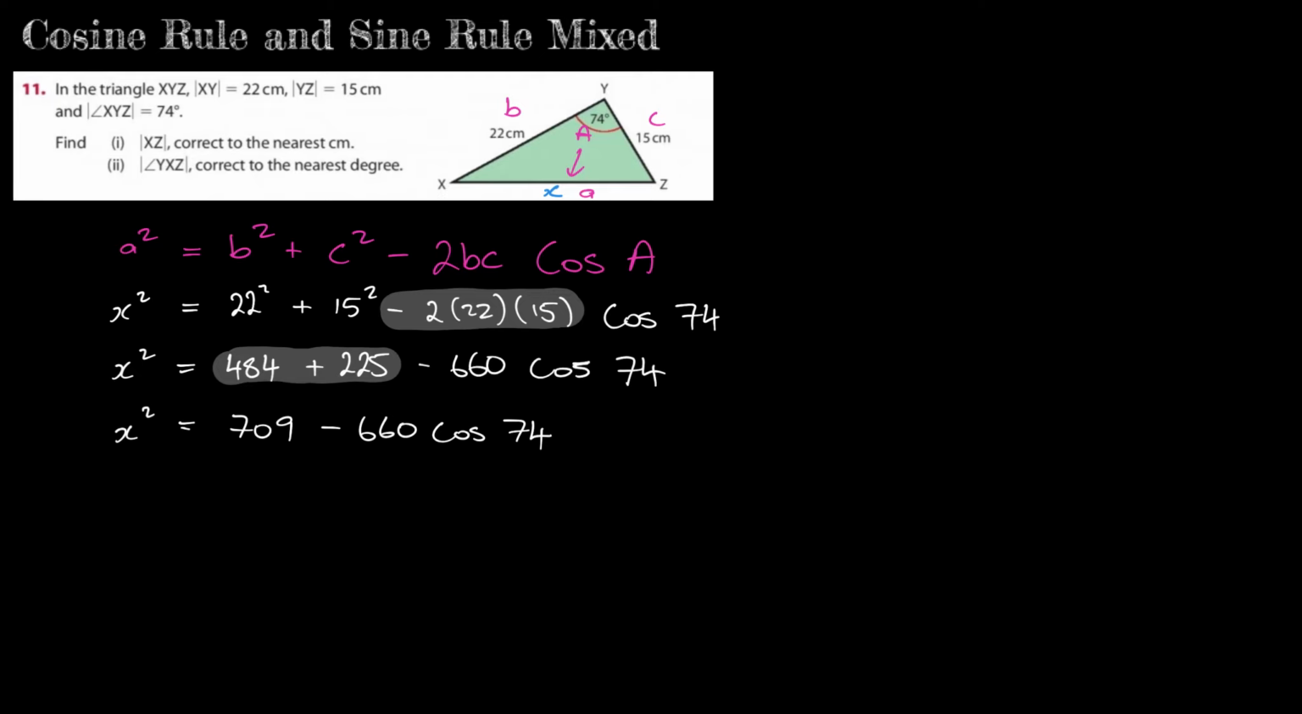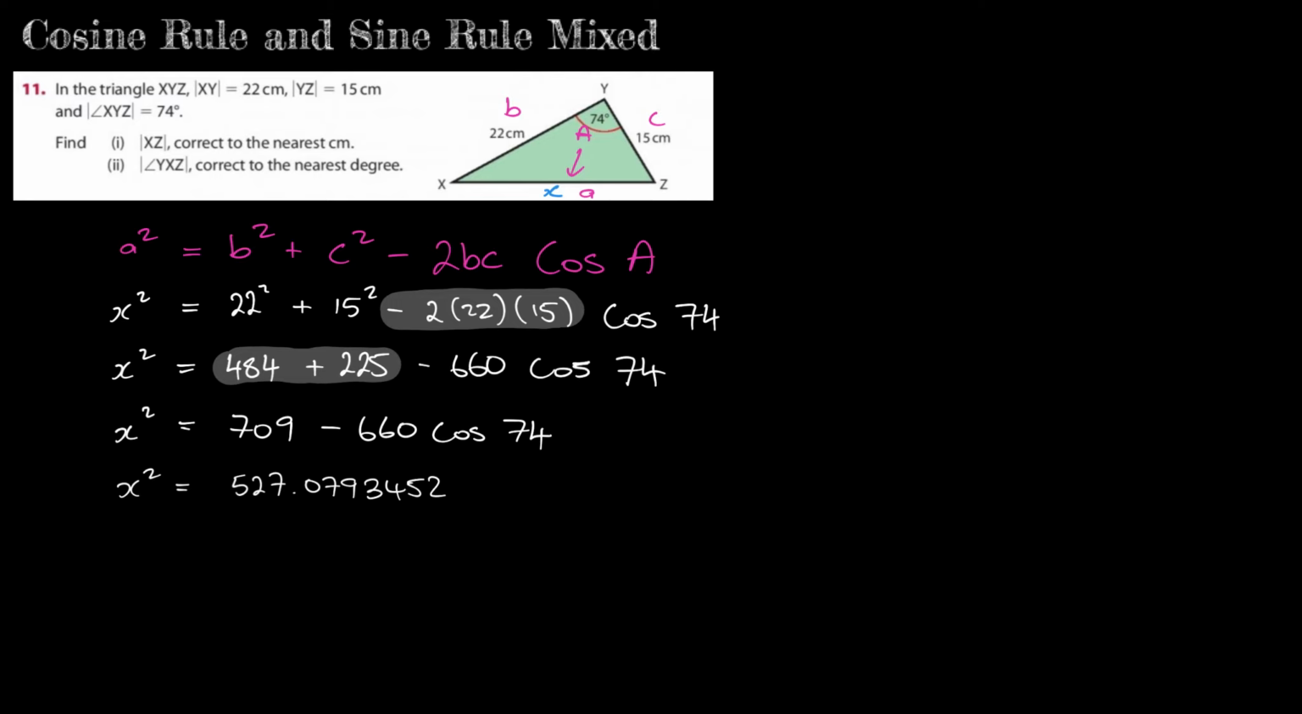So what I'm going to do now is simplify the right hand side of the equation, and to do that, all we need to do is type it into the calculator. So x squared is still x squared. x squared is equal to 709 minus 660 cos of 74, and that gives us 527.0793452. Okay, so far that tells me what x squared is equal to.